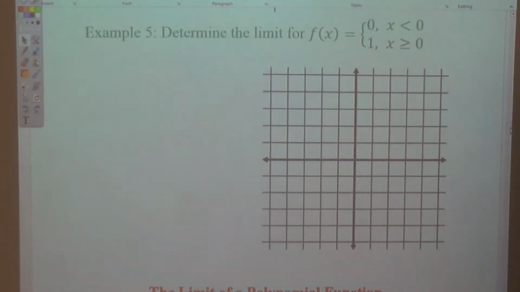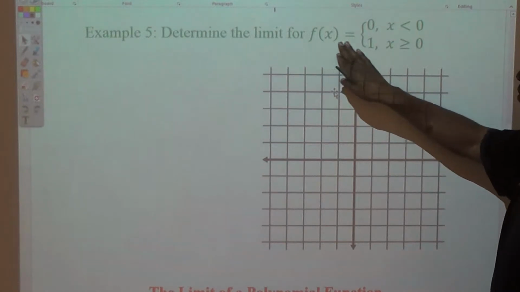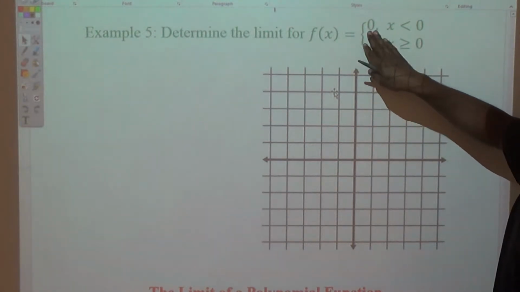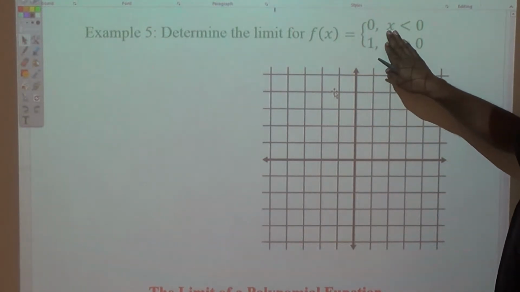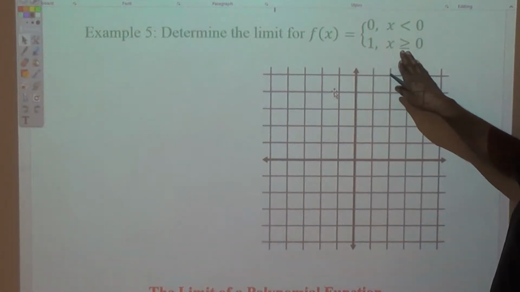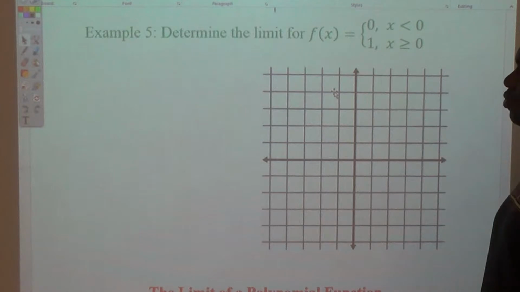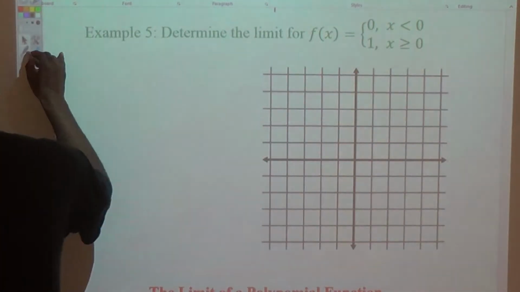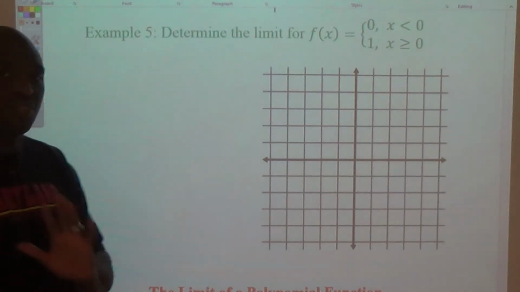Determine the limit for f of x equals 0 if x is less than 0, and f of x equals 1 for x greater than or equal to 0. Piecewise function here, no problem. Split it up and take a look at each function separately.